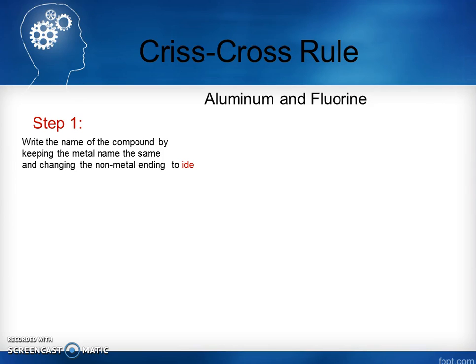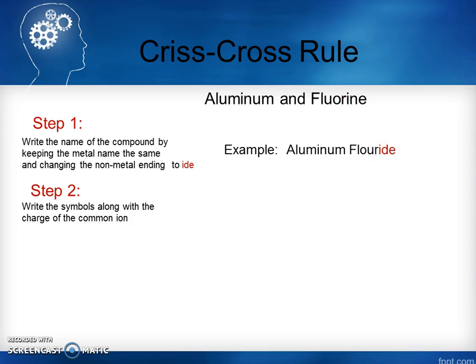Step 1. Write the name of the compound by keeping the metal name the same and changing the nonmetal ending to "ide." So that would give us aluminum fluoride. So the "ine" ending changed to IDE. Step 2. Write the symbols along with the charge of the common ion. So again, you can use your periodic table or your common ion chart. So if you were to look up aluminum, the symbol for aluminum is Al, and it has a common ion of 3+. Fluorine has a symbol of F and a common ion of -1.